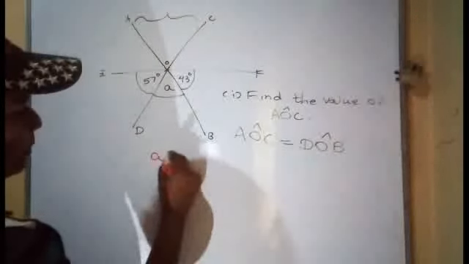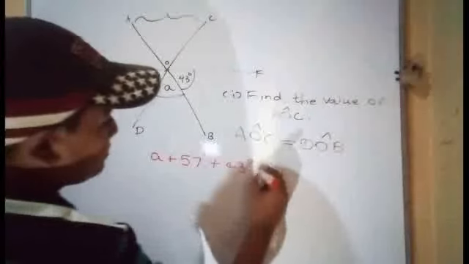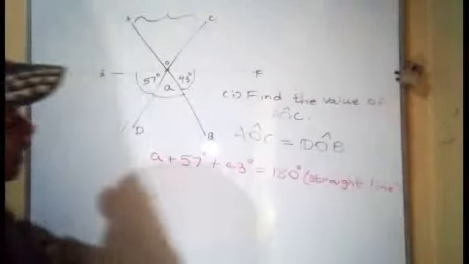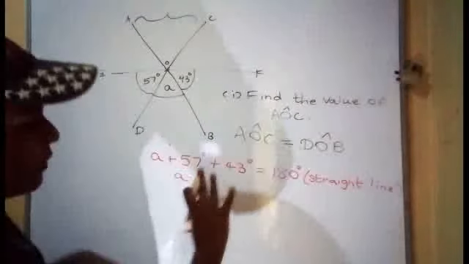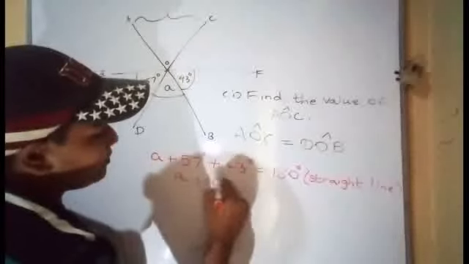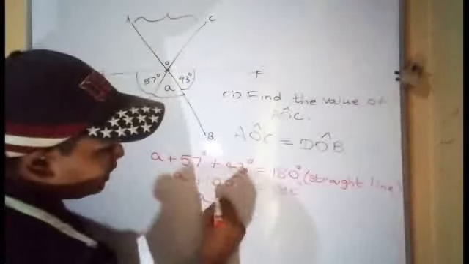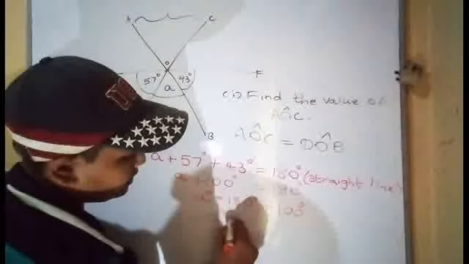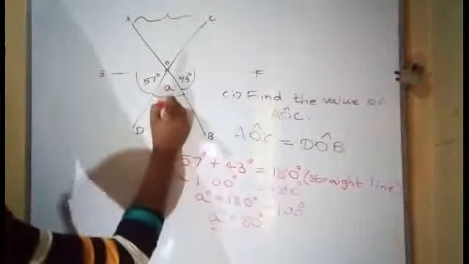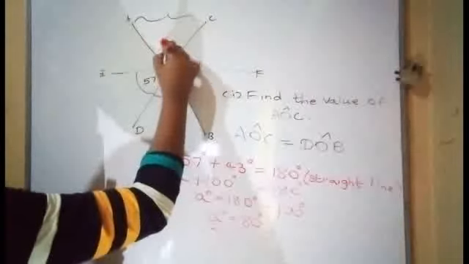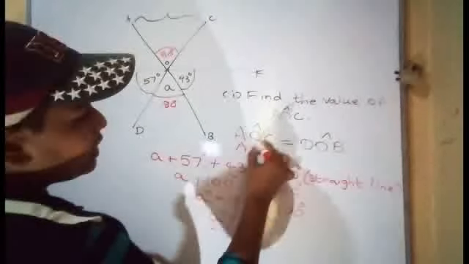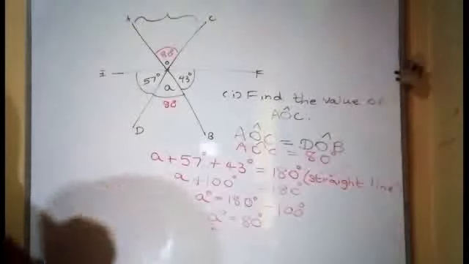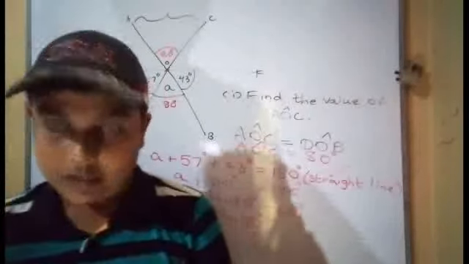So A plus 57 plus 43 degrees equals 180 degrees, a straight line. A plus 57 plus 43 means A plus 100 equals 180 degrees. So A means 180 subtract 100. So A equals 80 degrees. That means this one is 80 and the opposite is 80. So AOC is 80 degrees. Now we have exercise 8.2, which I am doing in the next video.